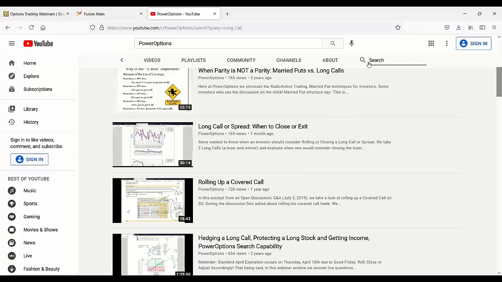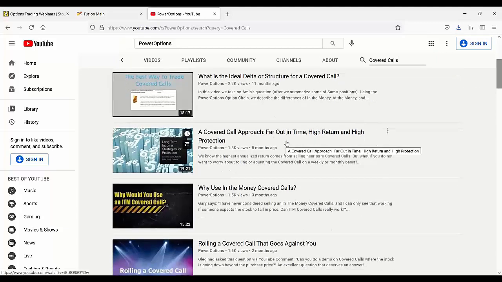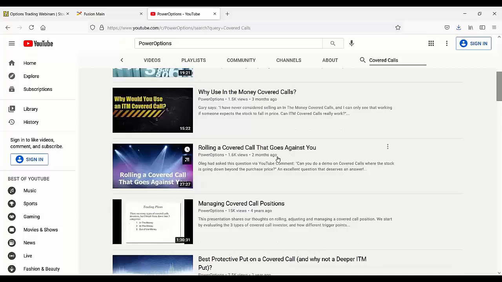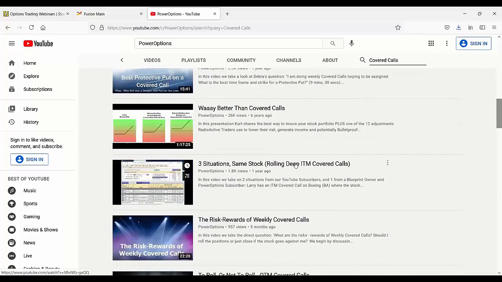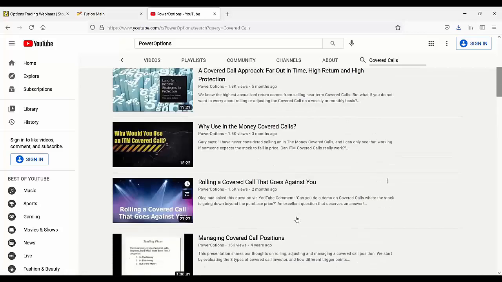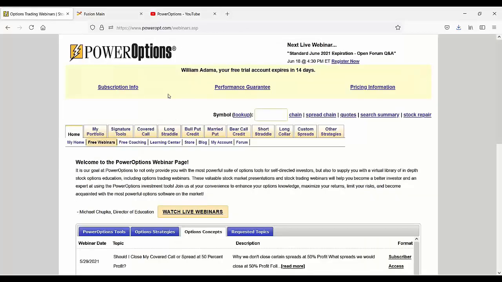As I mentioned before, we could look at covered calls, and you see some information here on rolling, but a covered call approach far out in time. Why would one use in the money covered calls, rolling a covered call that goes against you, and a lot of other things that we can discuss here as well. Risk and rewards of weekly covered calls. So it's a good starting point and good basics. That's one other thing that you can do as well. So take a look at some of those.